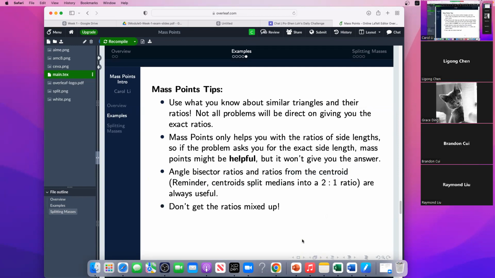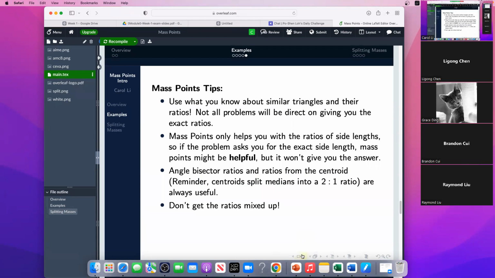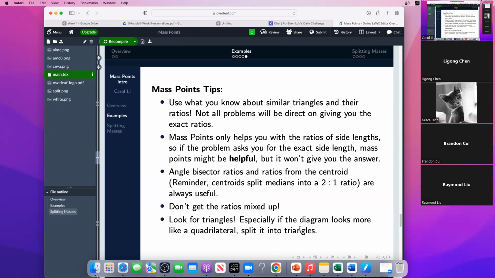And then we also have: don't get the ratios mixed up. This is the worst, because AMC tends to give you both of the ratios, and you have to make sure you know exactly which one is for which side length. One easy way to check is to guess which one is slightly longer, so you don't get your ratios mixed up. And then look for triangles. This last tip is one that you will see a lot more in later questions, for late AIME or mid AIME and late AMC as well.